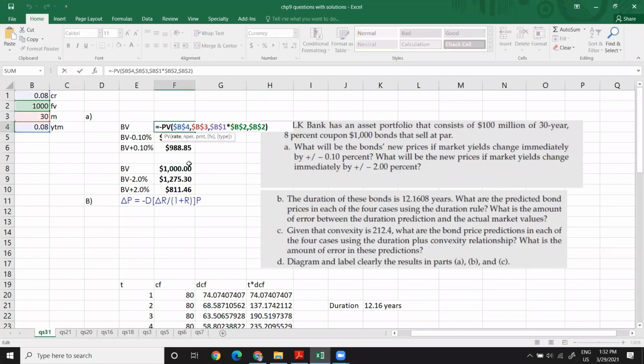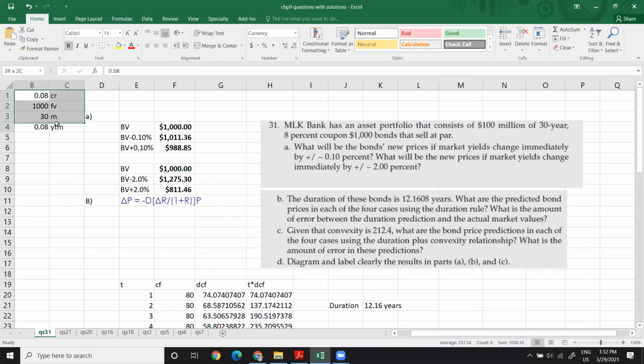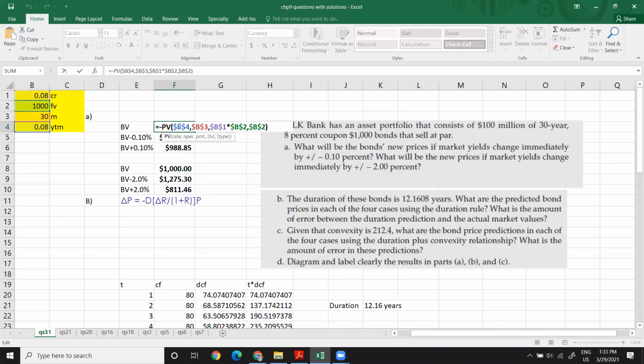So the bond value, we know how to estimate. The information we are given here is the coupon rate, face value or par value, maturity and the YTM. We can easily estimate the bond value. We can see that YTM and the coupon rate are the same. You can use the present value formula. I put the rate, the number of periods, and the payment, which is coupon rate times face value, B1 and B2. And I put the face value, which is B2. I just press enter and compute this.